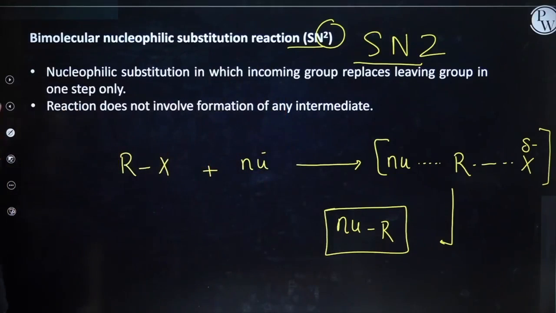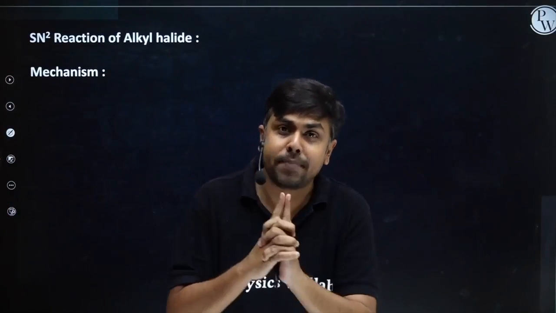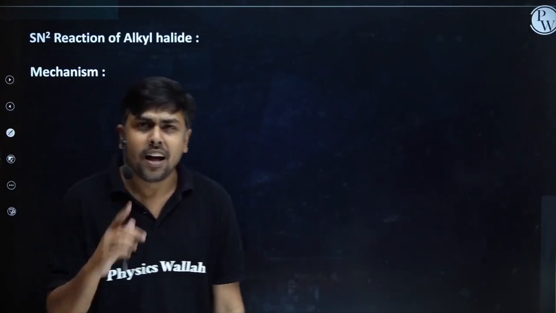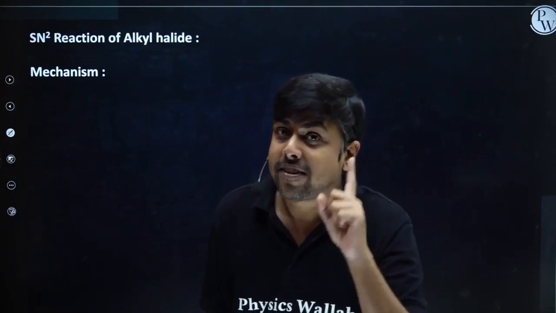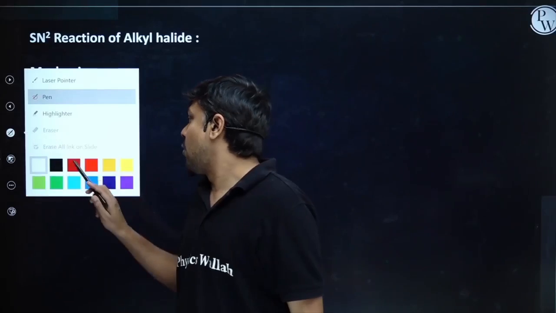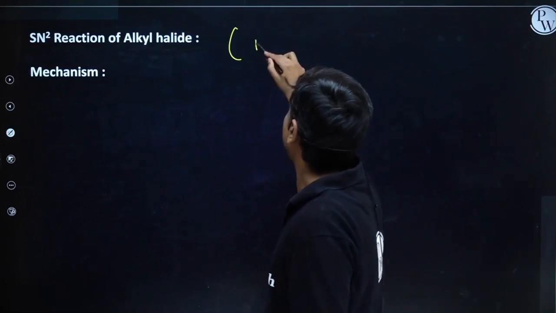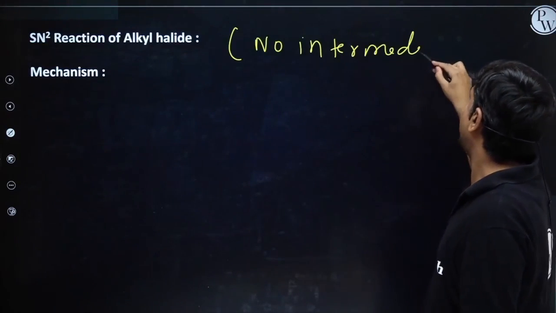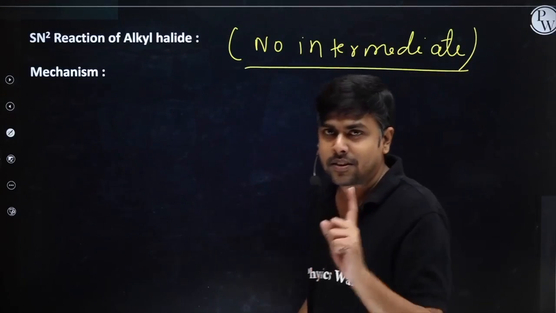Let's discuss the mechanism of this particular reaction. Students, now let's focus on the mechanism of this SN2 reaction. How does this reaction occur? Unlike the SN1 reaction, it is a one-step reaction. SN1 is a two-step reaction, SN2 is a one-step reaction. So if it's a one-step reaction, we won't have the formation of an intermediate, no intermediate. Right? So no carbocation formation, no carbanion formation here. Am I clear, students? Okay.